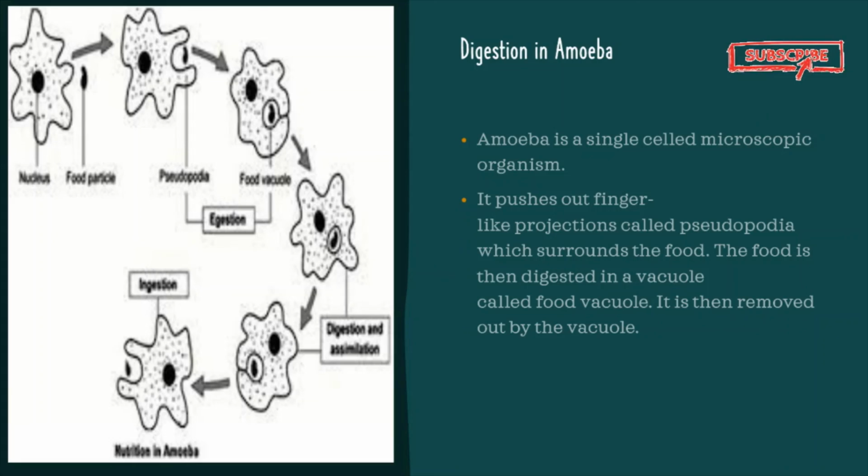Amoeba is a single-celled microscopic organism. It pushes out finger-like projections. It doesn't have any mouth. We will learn about pseudopodia. What you can see, these pushings, these leg-like structures.